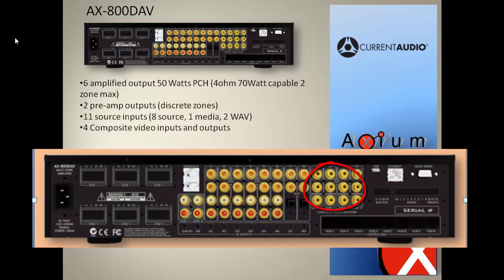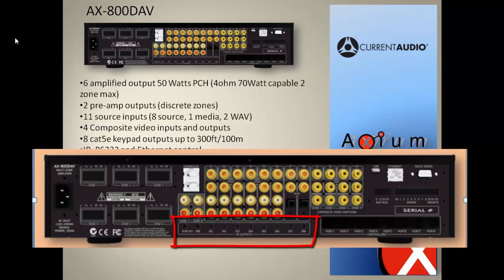It has 4 composite video inputs and outputs. It has 8 keypad outputs, capable of Cat5. You can run a keypad up to 300 feet or 100 meters. This system is IR, RS-232, and Ethernet controlled. Each zone has its own 12-volt trigger, for triggering events or opening doors or anything that you would do with a relay. Each zone will have its own trigger for that.